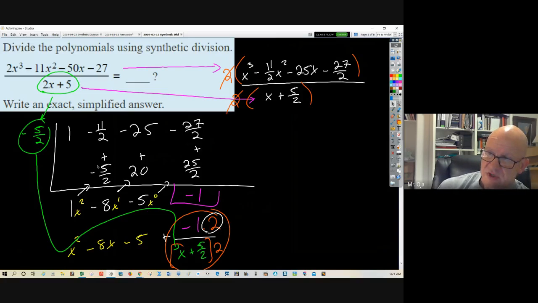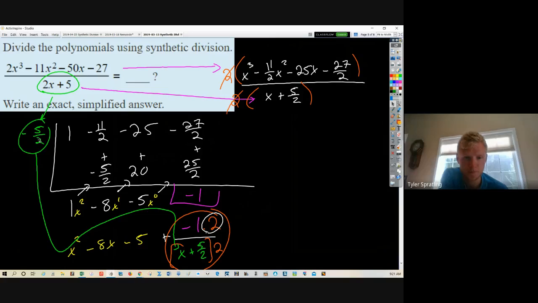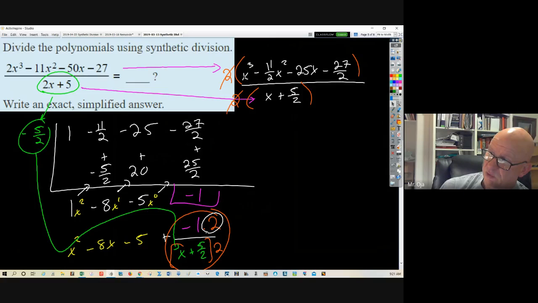So we got our coefficients. The number out in front, the 0 of the denominator, now would be negative 5 halves. And my coefficients would be 1, negative 11 halves, negative 25, and negative 27 halves. And then I'll put my remainder box underneath the constant.